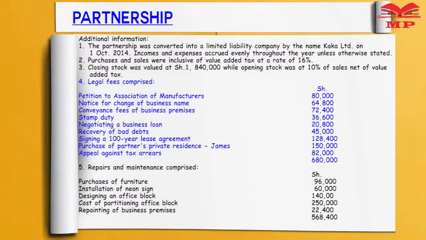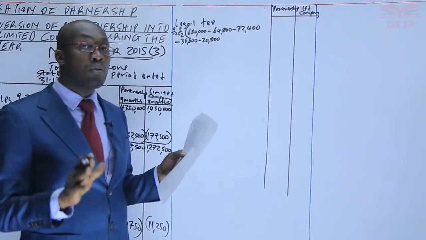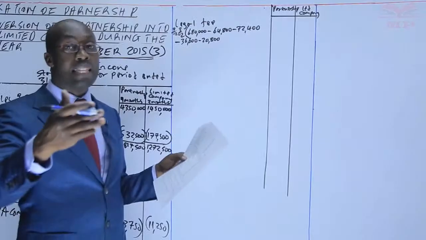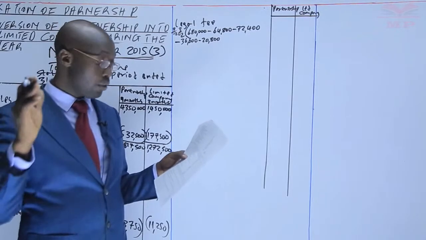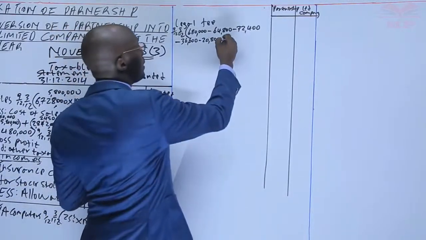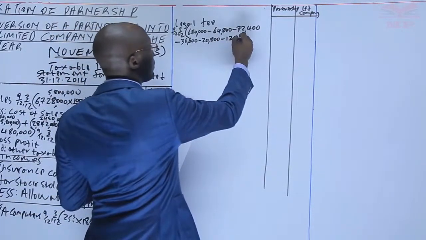The other one is recovery of bad debts. Recovery of bad debt, we said, is usually allowable. We said any legal cost relating to debtors and customers is allowed. Then signing a 100-year lease agreement. We say that the lease up to 99 years is the one that we allow legal cost. Any above that we don't. So this is not allowable. 128,400.